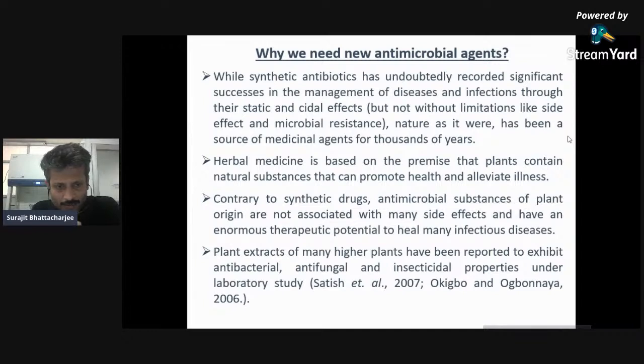Contrary to synthetic drugs, these antimicrobial substances, which we can obtain mainly from plant sources, are generally not found to be associated with side effects, and they have enormous therapeutic potential to heal many different infectious diseases. There are plenty of reports showing that plant extracts from higher plants possess antibacterial, antifungal, and insecticidal properties under laboratory setup.